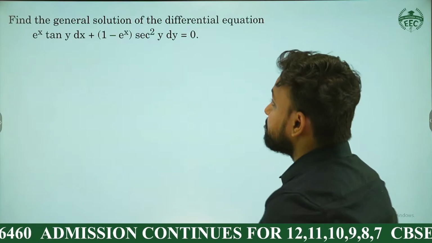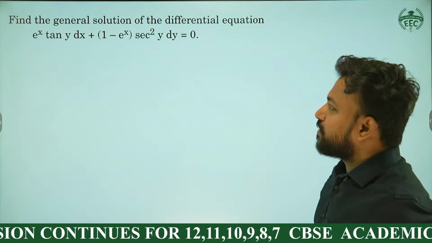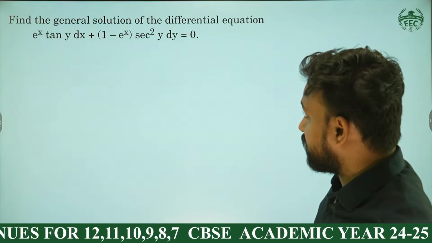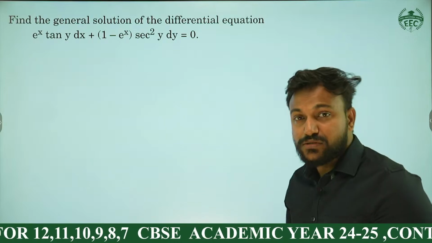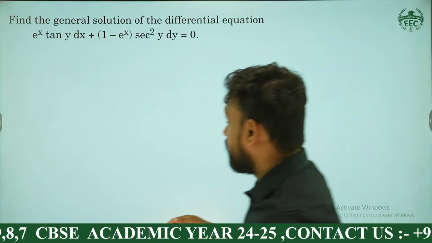That is the general solution of the differential equation e raised to x tan y dx plus 1 minus e raised to x sec square y dy is equal to 0. This is also a variable separable form. These questions are all past questions. And listen here.